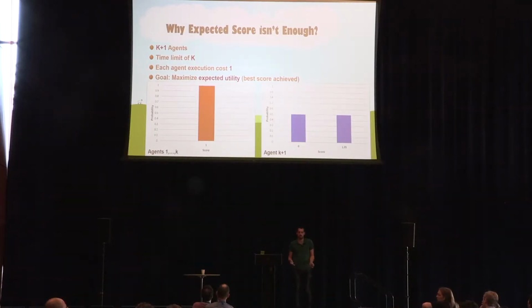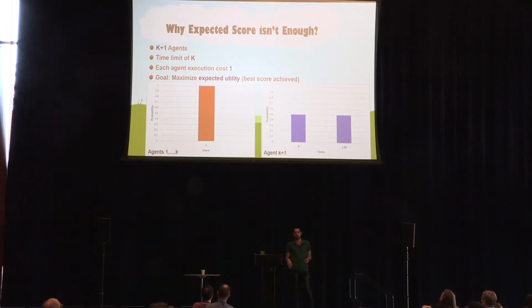You cannot improve the score. And the rational thing to do is, after playing the first agent, you should play agent k plus 1 multiple times until you run out of time, in order to maximize the probability to get the 1.95 score. So if you use expected score, you cannot differentiate between the two situations, and you won't know what to do.